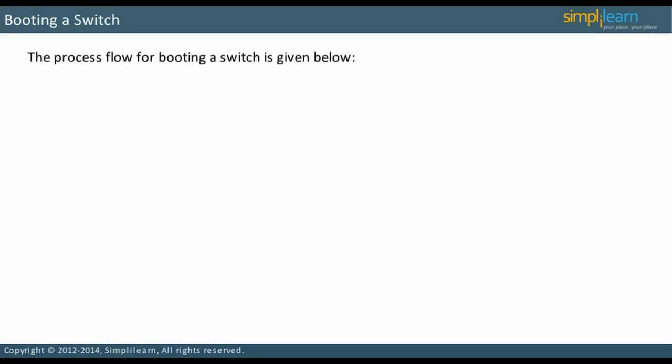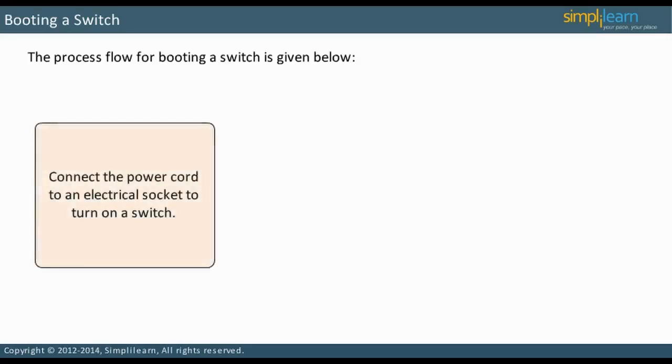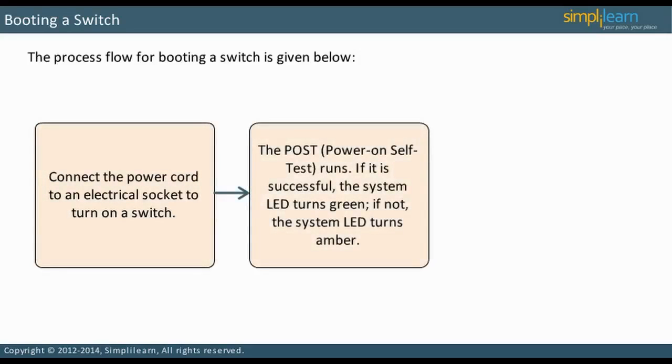A switch normally does not have an on or off switch. To turn it on, you need to connect the power cord to an electrical socket. The power on self-test, POST, runs. If it is successful, the system LED turns green, and if not, the system LED turns amber.